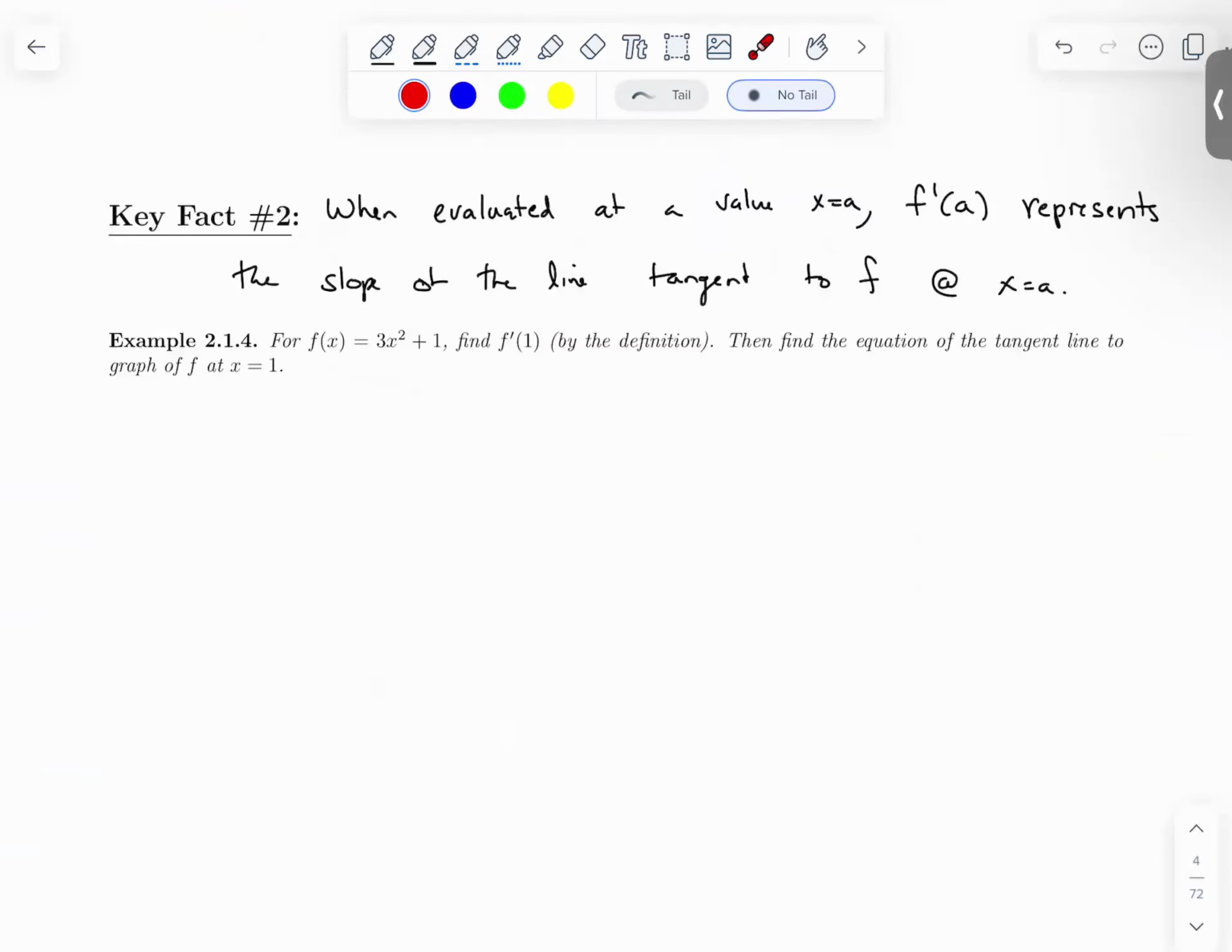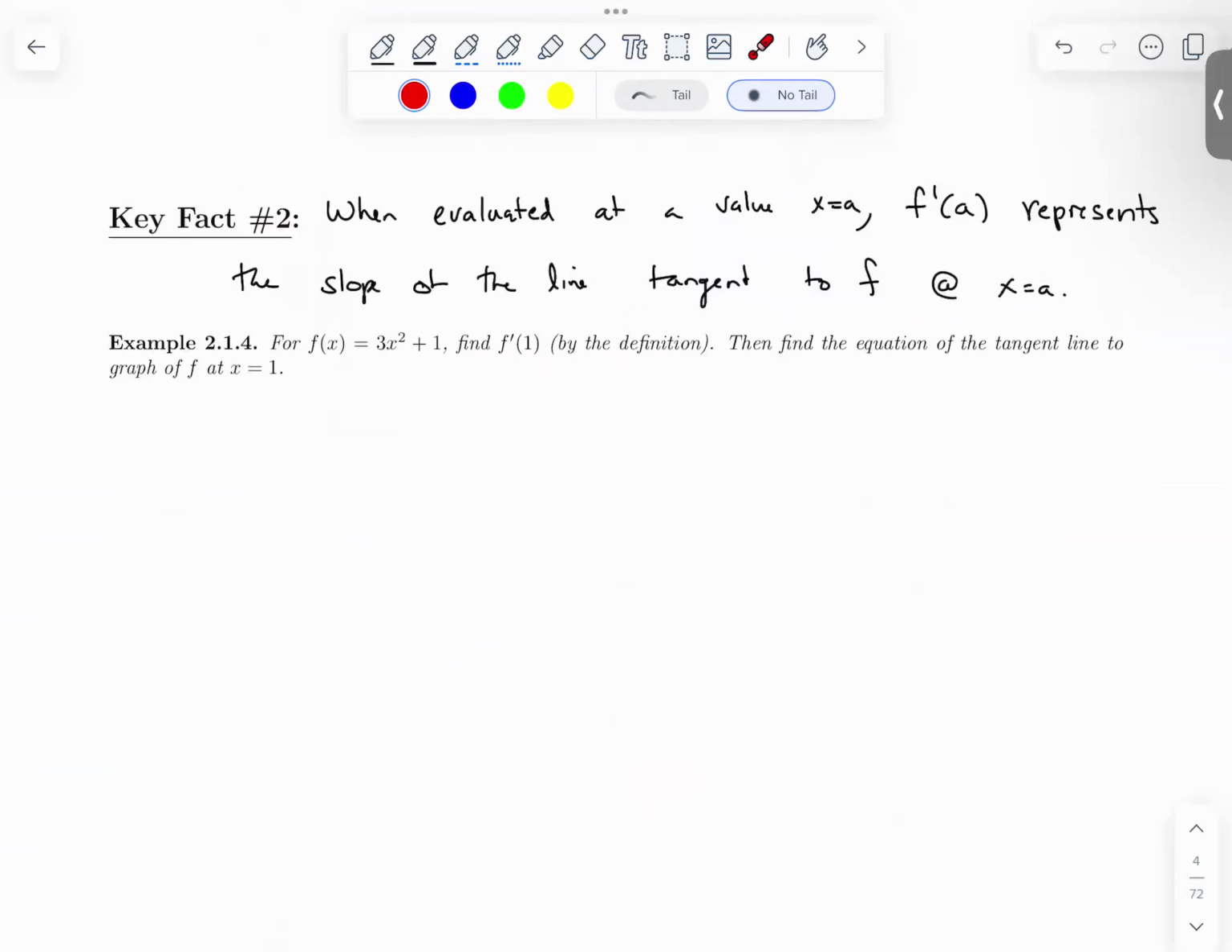So for f of x equals 3x squared plus 1, find f prime of 1 by the definition, then find the equation of the line tangent to the graph at x equals 1. Okay. That time we're good. Good. How much do we have left? That page. Okay, so we're quote unquote a little behind schedule, but not really.